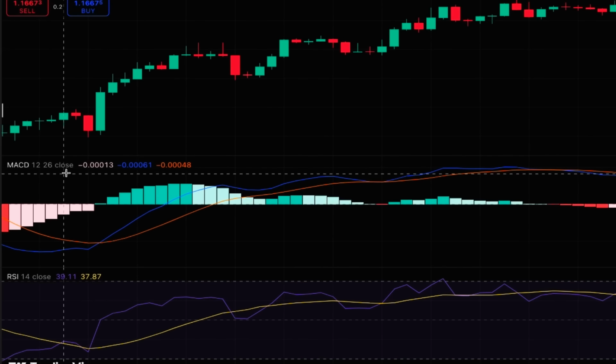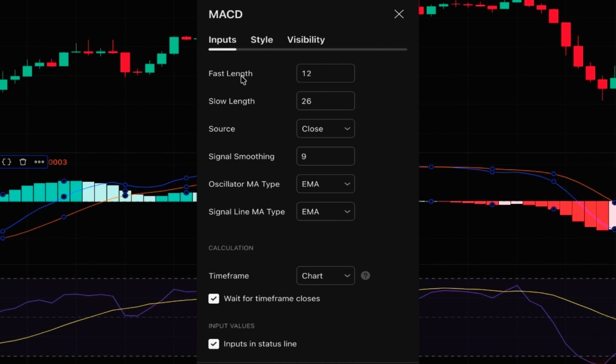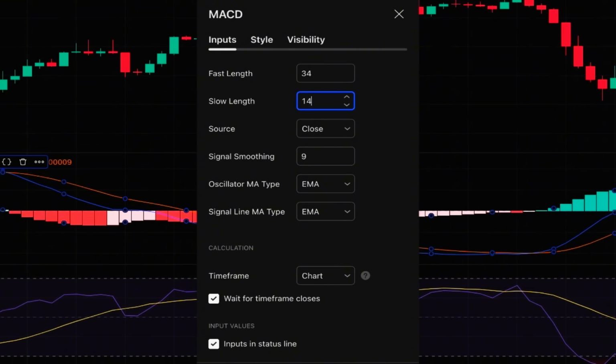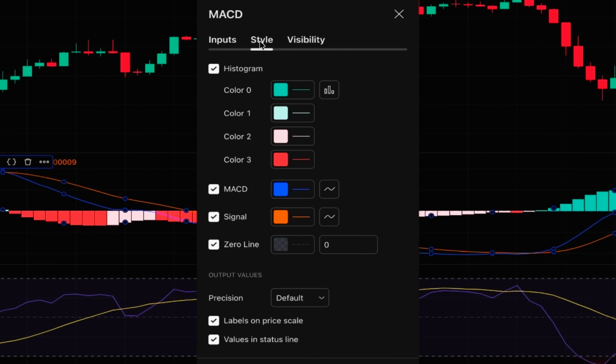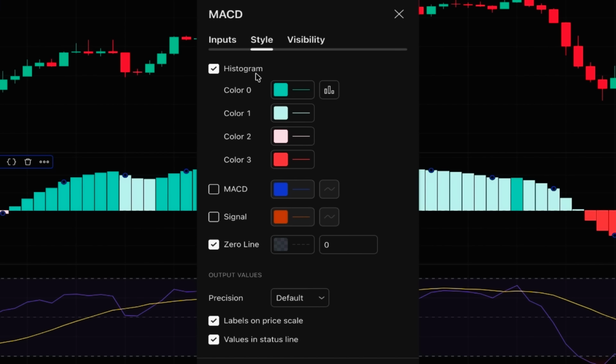First, we go to the settings of MACD, and here in the inputs tab, for the fast length, we set it at 34. And here for the slow length, we set it at 144. And then we go to the style tab and we remove MACD line and signal line because we only use the histogram. Alright, we're done with the settings of MACD.